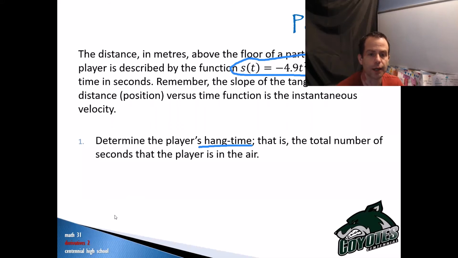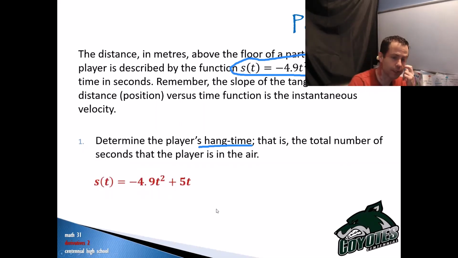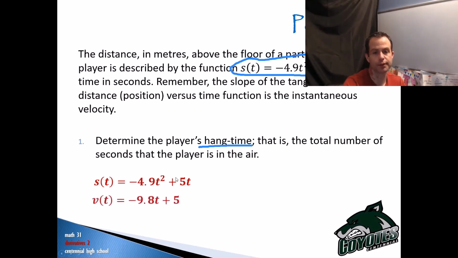Well, how are we going to do that? First thing we're going to do is figure out the derivative. So the 2 got multiplied by the -4.9, and then I dropped a degree. So the velocity function is -9.8t plus 5. And how did I get the velocity function? I took the position function and took the derivative of it. The derivative of your position function is your velocity function.